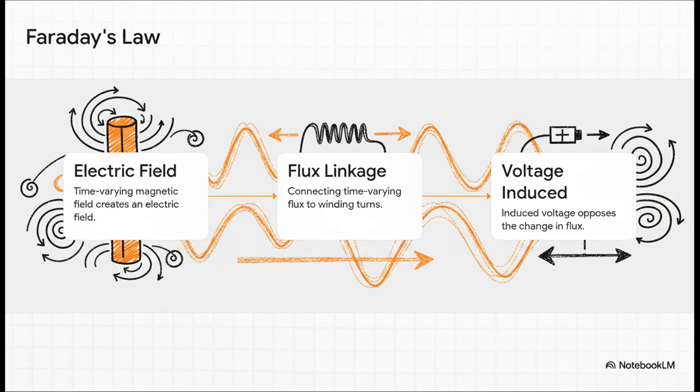When the flux inside our core is fluctuating, say it's alternating at 60 Hz, it links up with the turns of our wire. This flux linkage induces a voltage across the terminals. But here's the crazy part. That induced voltage is actively trying to create a current that will oppose whatever change is happening to the magnetic field. It's a constant push and pull, and that right there is the fundamental mechanism of electromechanical energy transfer.